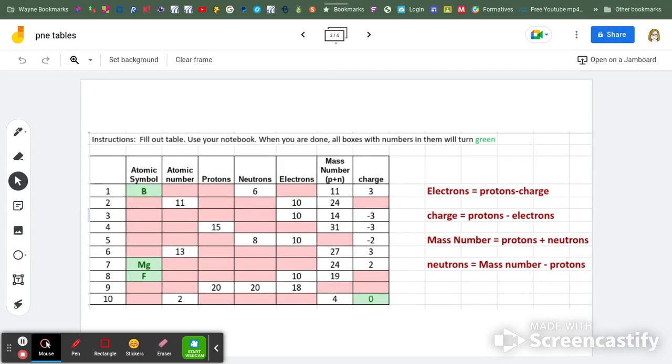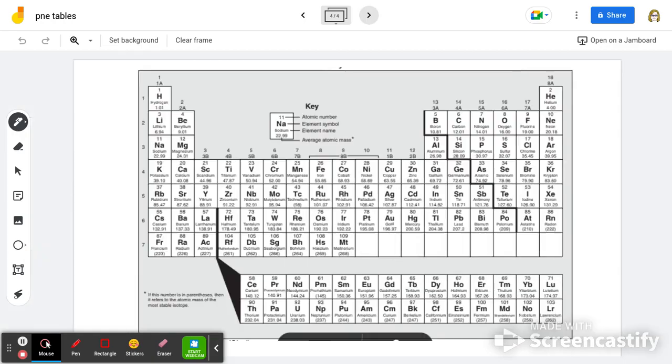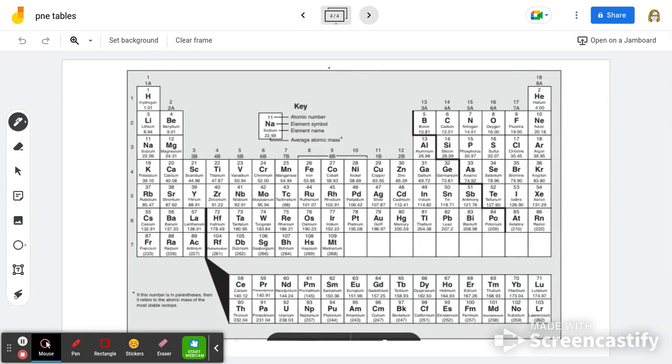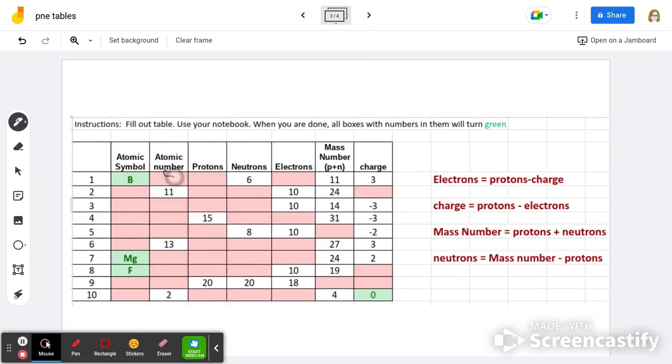Right, so we're going to take a look at the first 3 together. Again, you're going to need a periodic table. So our first element is B, and element B is element number 5. That is atomic number 5. Our atomic number and our protons are still equal. So that is still 5.